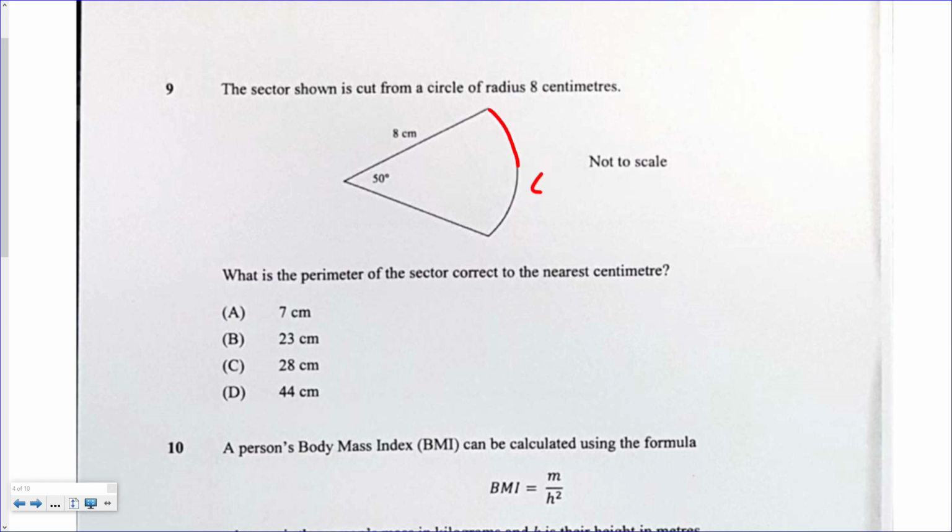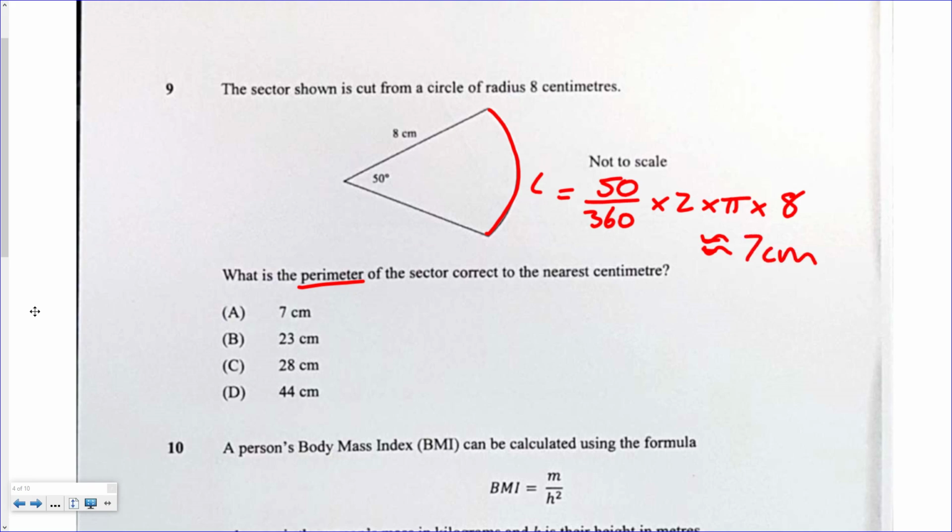We do want to find what that is. I'm just going to call it L, but we're not just trying to find that. We're trying to find the perimeter. So let's go find this L first of all. This will be 50 over 360 times 2 times pi times the radius, which is 8, which equals approximately 7 centimeters.